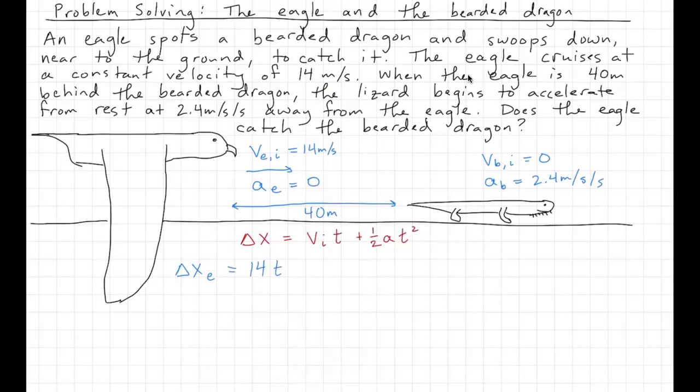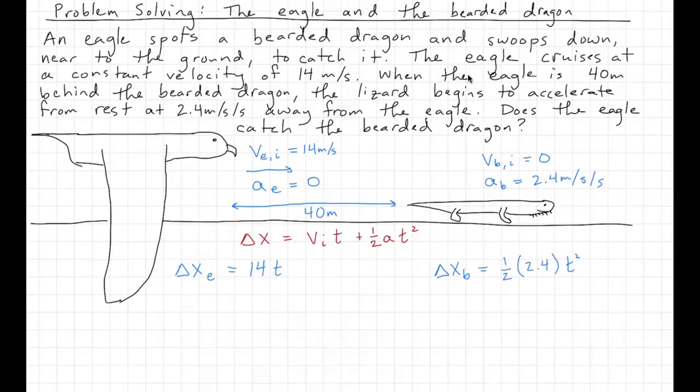And also I can write down the displacement for the bearded dragon, which I'll write this way. There's no initial velocity for the bearded dragon, but there is some acceleration. So that's 1/2 of the acceleration times time squared. And so the displacement of the bearded dragon is 1.2 times t squared, no matter what the time is. As long as it keeps accelerating at that rate, I can describe its displacement this way.